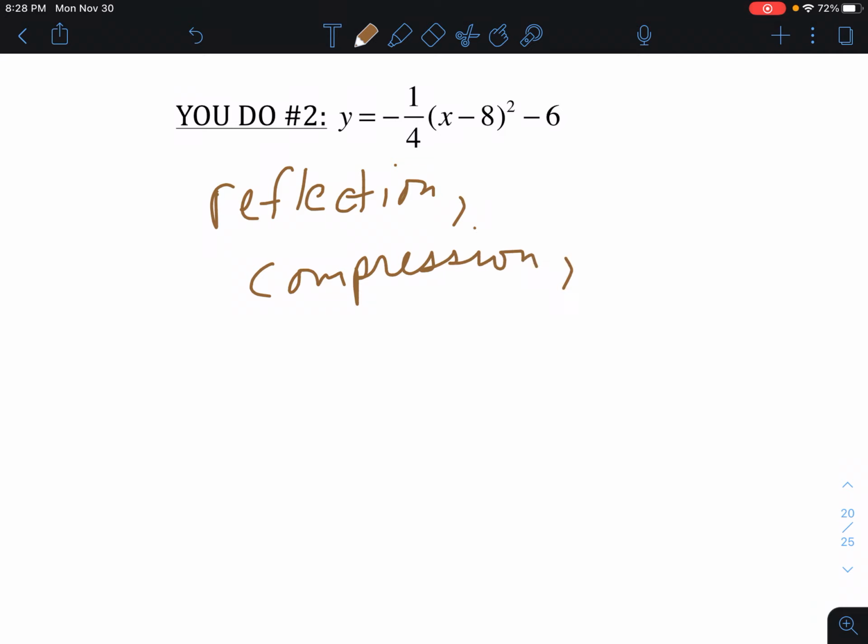And then you look to the parentheses and go, okay, x minus 8, is that left or right? In parentheses, that would be a right 8. Make sure to put the 8 if it's shifting right. And then it's also shifting down. Look where the k is. That's a minus 6, so you're going to write shifts down 6.